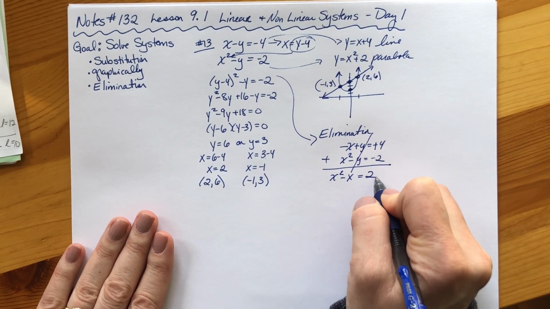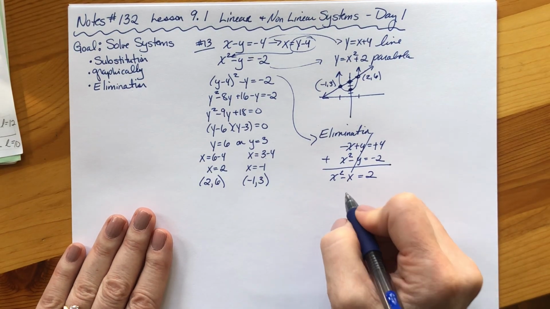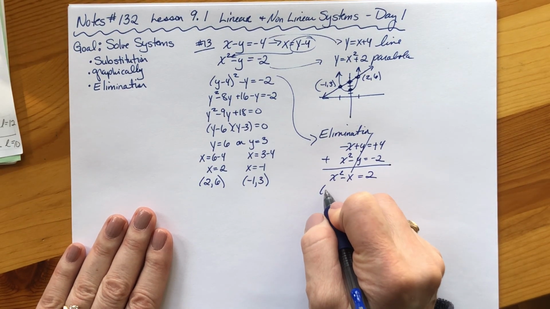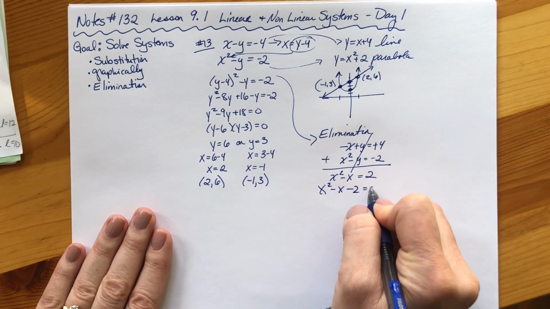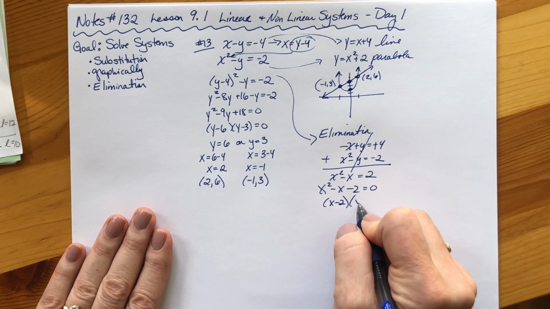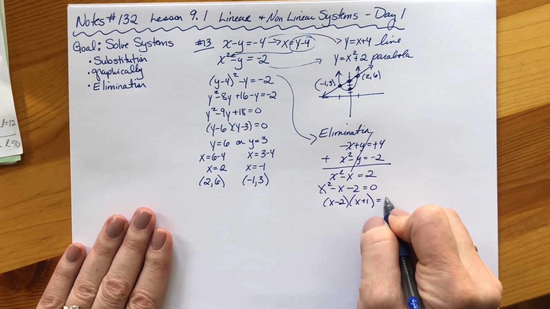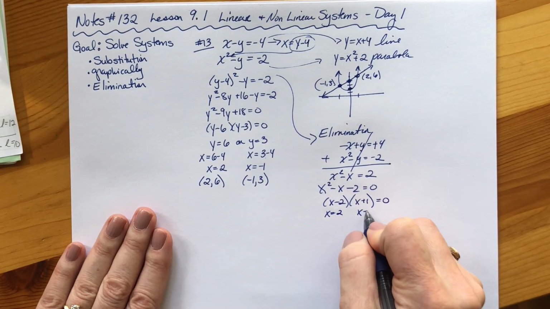All right, so I'm thinking right away, trinomial factoring. So I have x squared minus x, bring the 2 over, so minus 2 equals 0. So I've got x minus 2 times the quantity x plus 1 equals 0. So I know x is equal to 2, x is equal to negative 1.